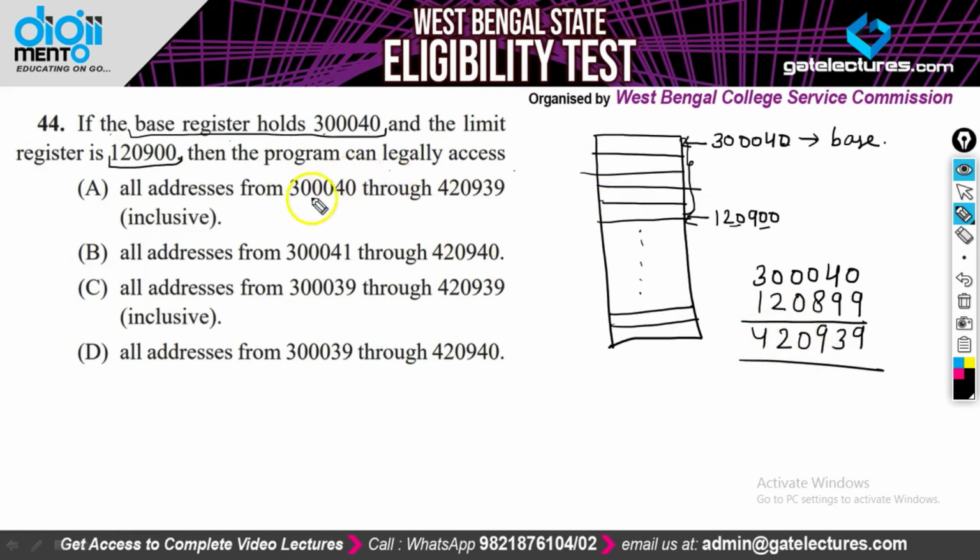So it will be 420939. So the option matches with this only. It can access from here up to here only, inclusive, right? This one is saying all addresses from 300412. What they are doing is changing the base, but we are not allowed to change the base because they have already given it. We calculate from the base only. So base will never be changed, and up to the limit we will reduce 1 because we are starting from the base. So this is the right option.